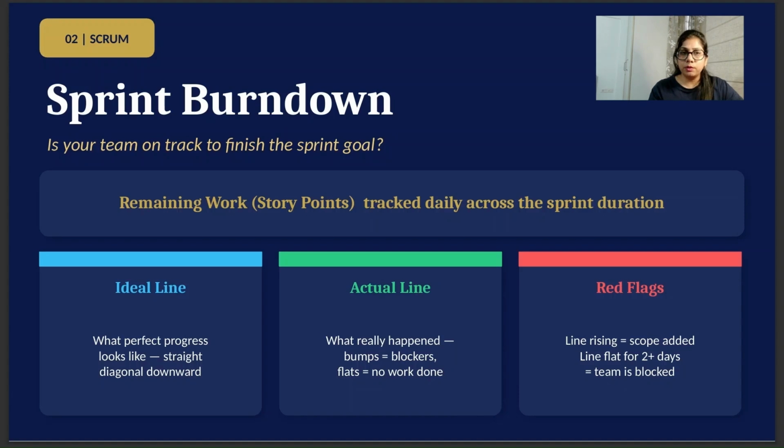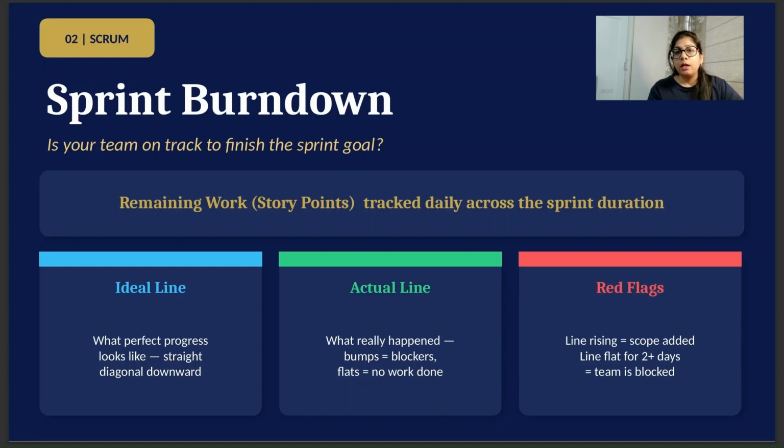So when we study sprint burn down charts, there are 3 lines. Ideal line, what perfect progress looks like, straight diagonal downward. Then there is the actual line, what is really happening in your team during a sprint. If there are bumps, it means there are blockers. If the line is going flat, it means there is no work done. It gives you a chance to ask questions to your team at these times when there are bumps and flats.